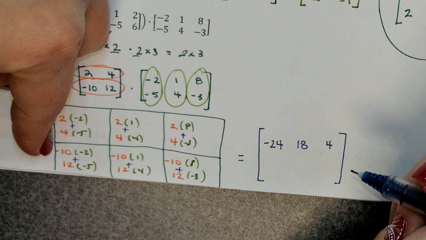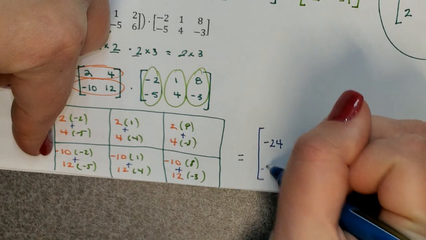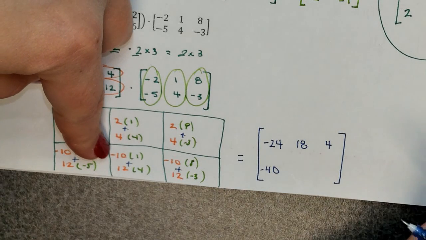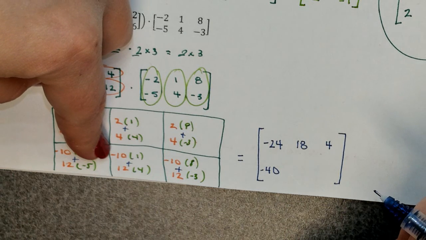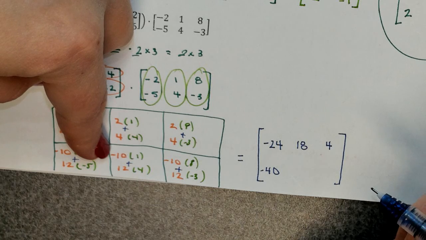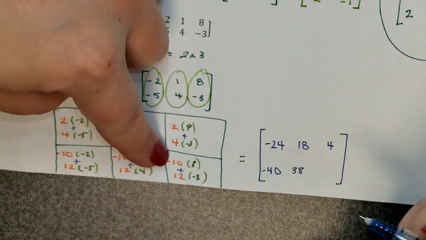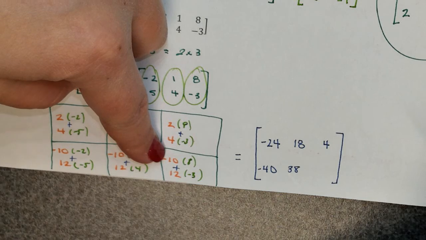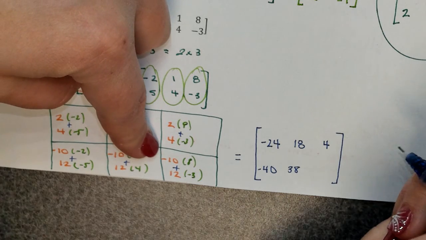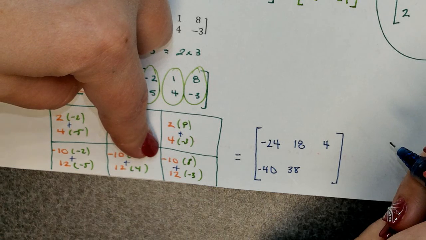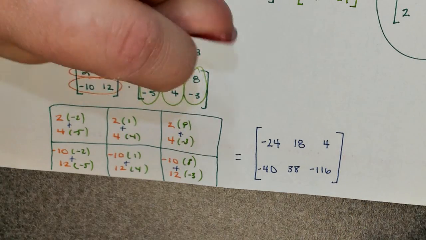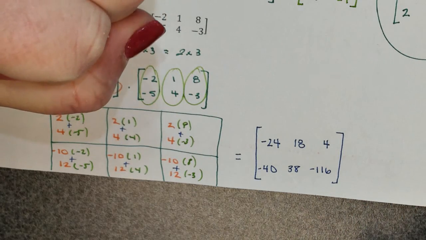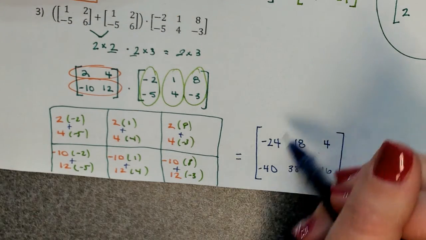Negative 10 times negative 2 plus 12 times negative 5. What was it? Negative 40. Sounds good. Okay, middle one. Negative 10 times 1 plus 12 times 4. What is it? 38. Sounds good. Last one. Negative 10 times 8 plus 12 times negative 3. So negative 80 and negative 36. Negative 116. Okay, and that's your final answer.